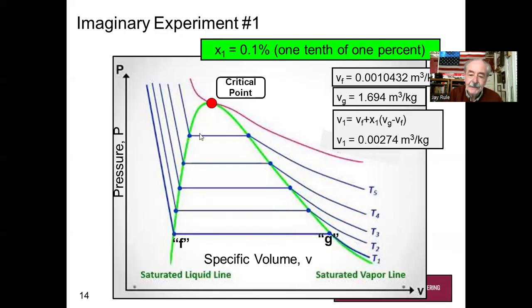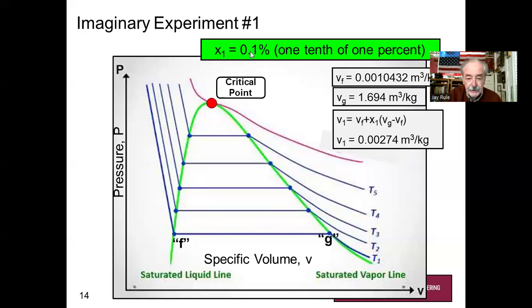Let's do experiment number 1. Let's say that X1 is 0.1%. In other words, 1/10 of 1%. So not 1%, but 1/10 of 1%, a low quality. Can you visualize about where the dot's going to be before we go through the numbers? Well, it's a low quality, so the dot's going to be somewhere over here, isn't it? Okay. Well, let's do the math.